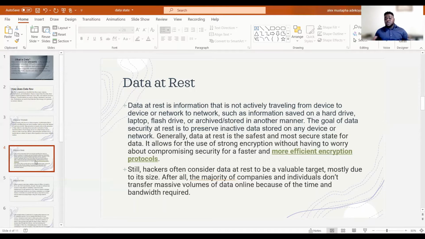Like it said here, most of these hackers are most times interested in data at rest, because they believe that if a document is that big or heavy in terms of size, that means it's something really sensitive and it's really going to be worth their while. So most of the time, they're always interested in data at rest.